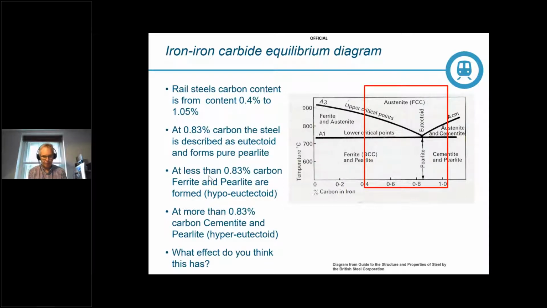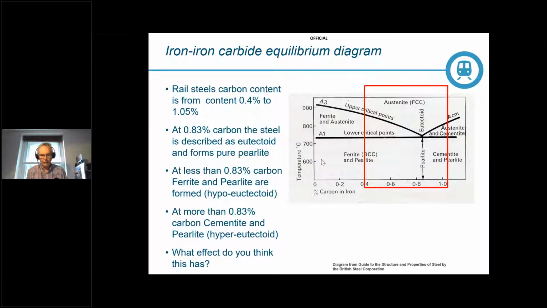At 0.83% carbon is the so-called eutectoid steel, and the structure of which is pure perlite. So at lower carbon percentages, that's over this side, the steel will be described as hypo-eutectoid and will comprise a mixture of ferrite and perlite. And at higher percentage carbons, that's over the other side of this point over here, we comprise cementite and perlite.